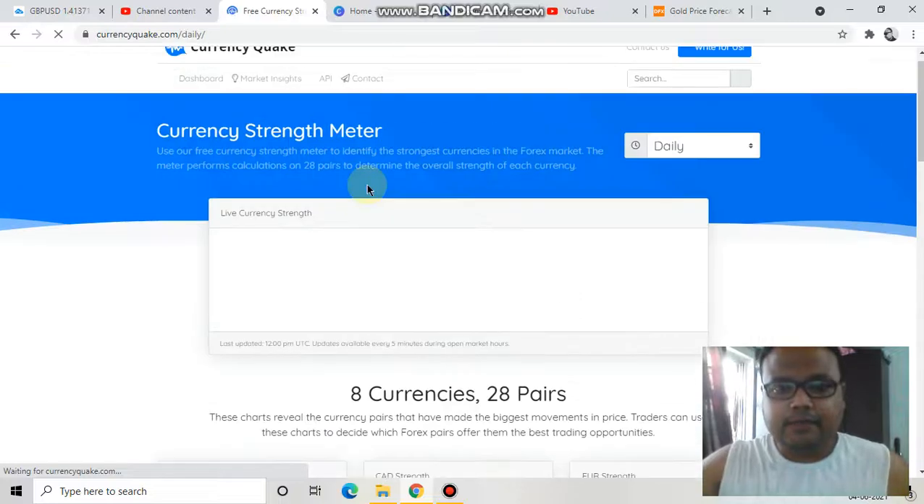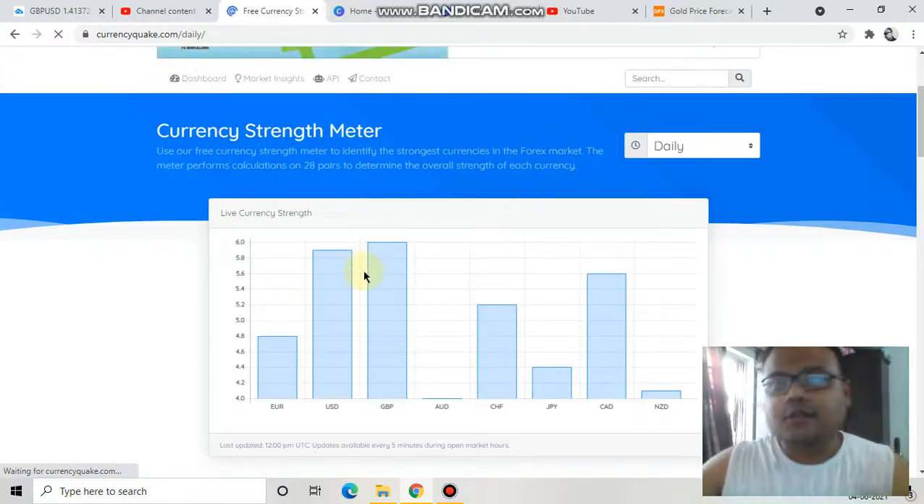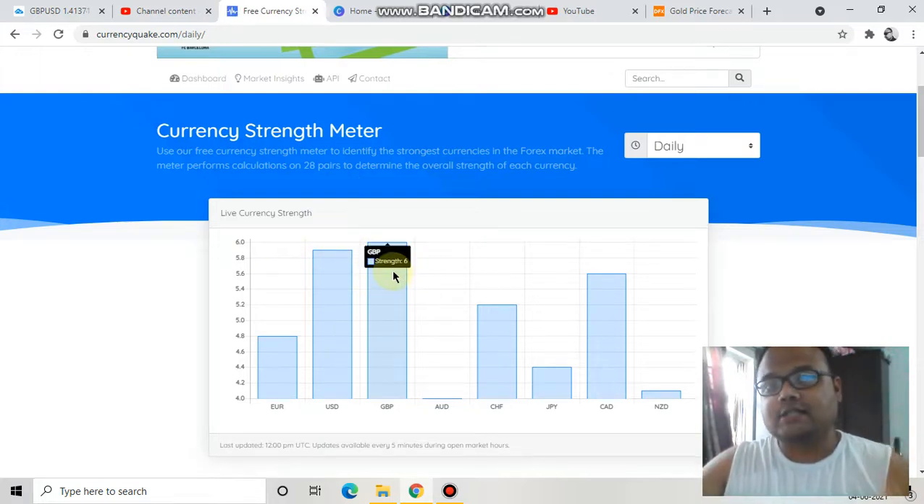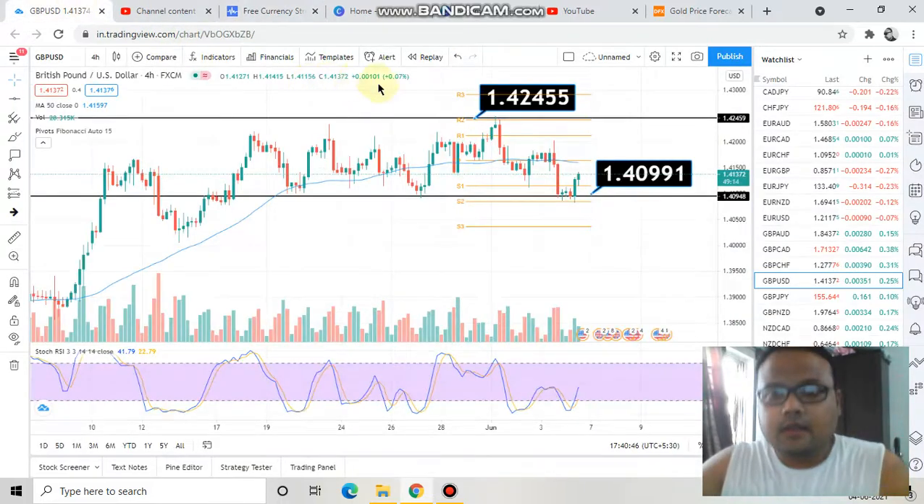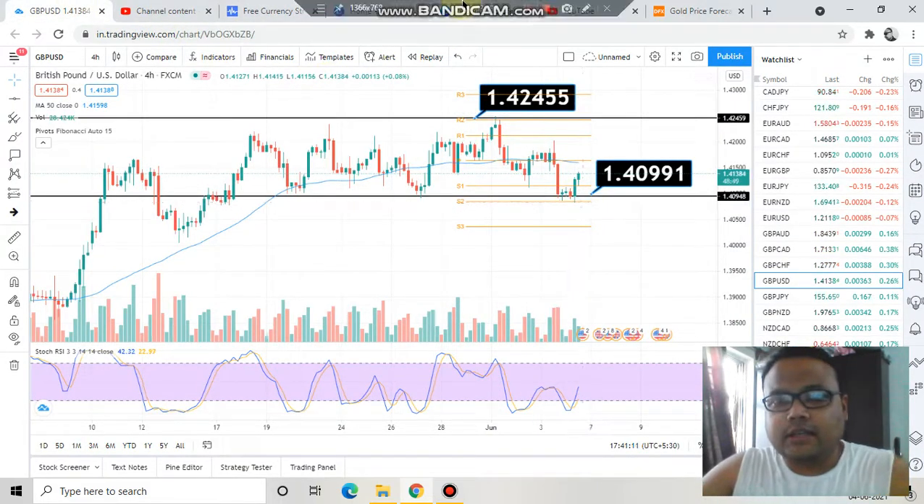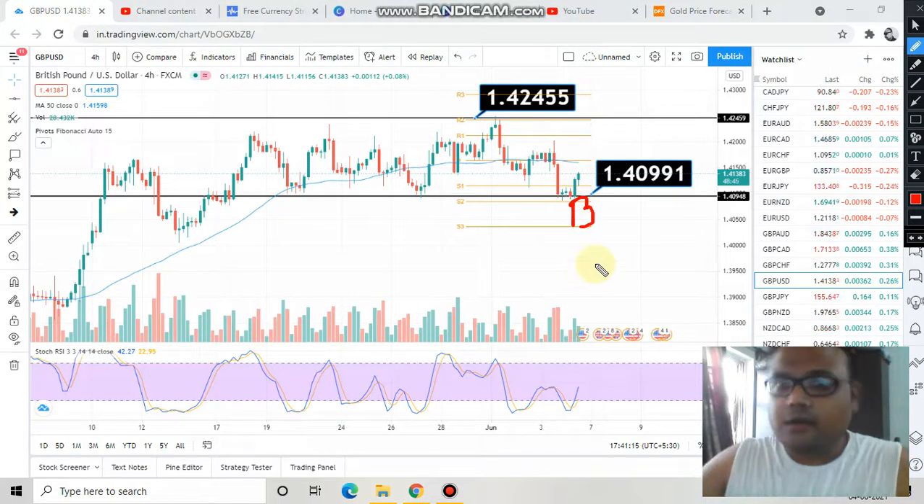This is the currency strength meter, and you can see that currency strength meter is also telling us the same story. GBP USD is the strongest. Today GBP USD is strongest among them. So considering all these factors, GBP USD was in a very sweet spot, and yes, it was definitely a buy call. So if you are in a buy position right now, enjoy the profit.